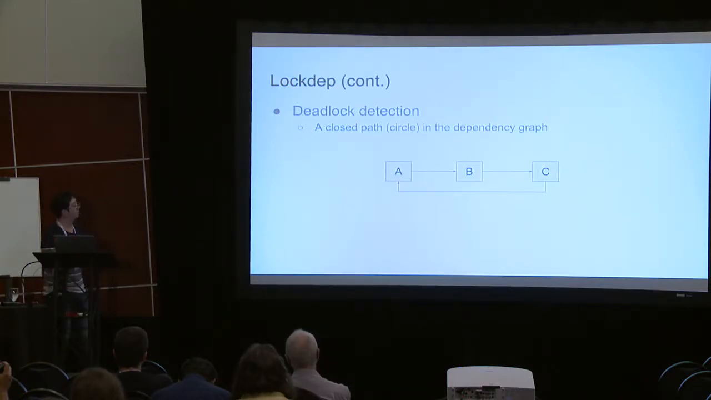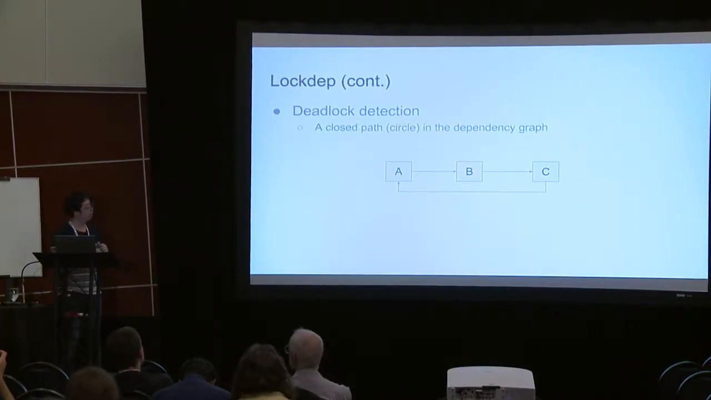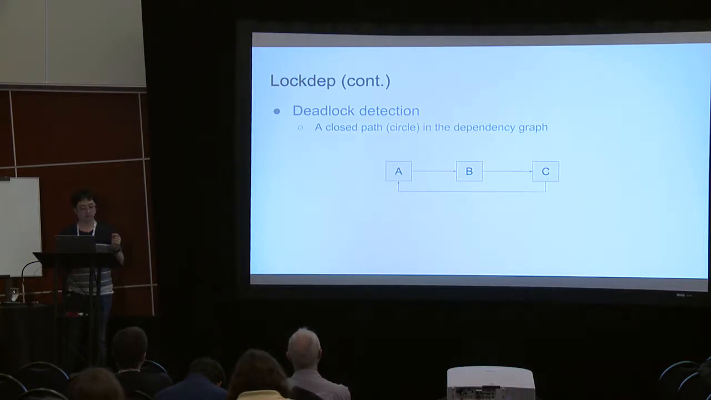Okay, so the detection of deadlock is kind of easy. Once we learn the dependency graph, the algorithm for deadlock detection in Lockdep is simply to find a circle in the dependency graph. So why is this enough?